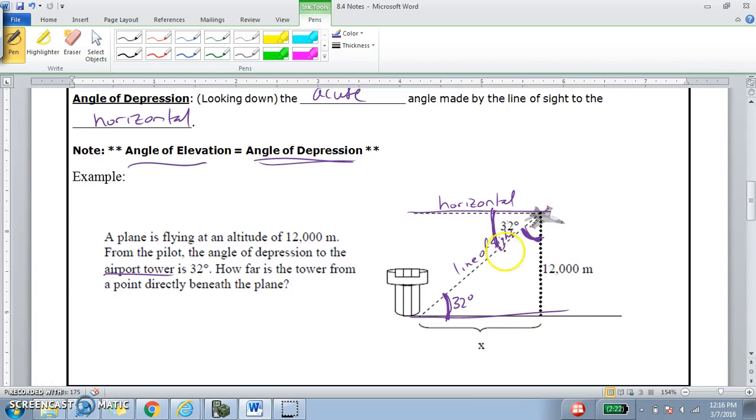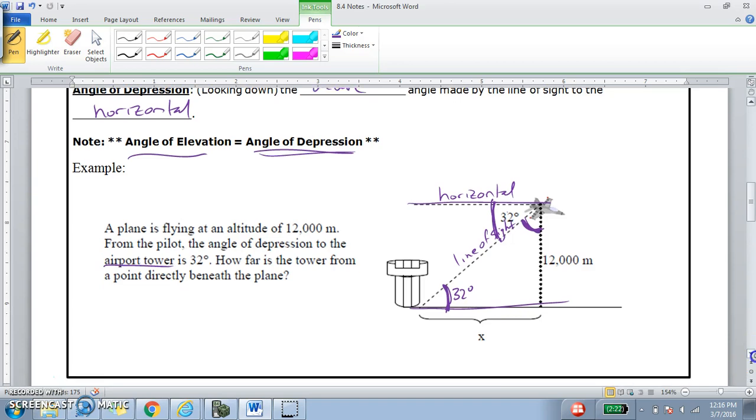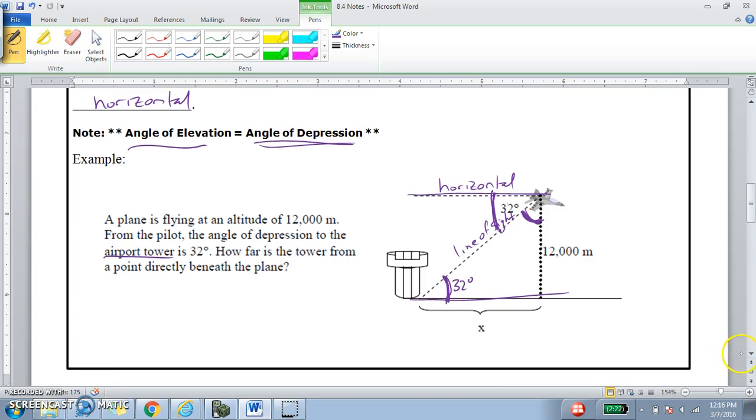Okay, so again, you're always measuring from a horizontal line, never a vertical line. So we can solve for this x as well. If we know that the plane is 12,000 meters in the air, this would be opposite, and x is the adjacent. So we can answer this question: how far is the tower from a point directly beneath the plane? Or what's the horizontal distance from the plane to the tower?